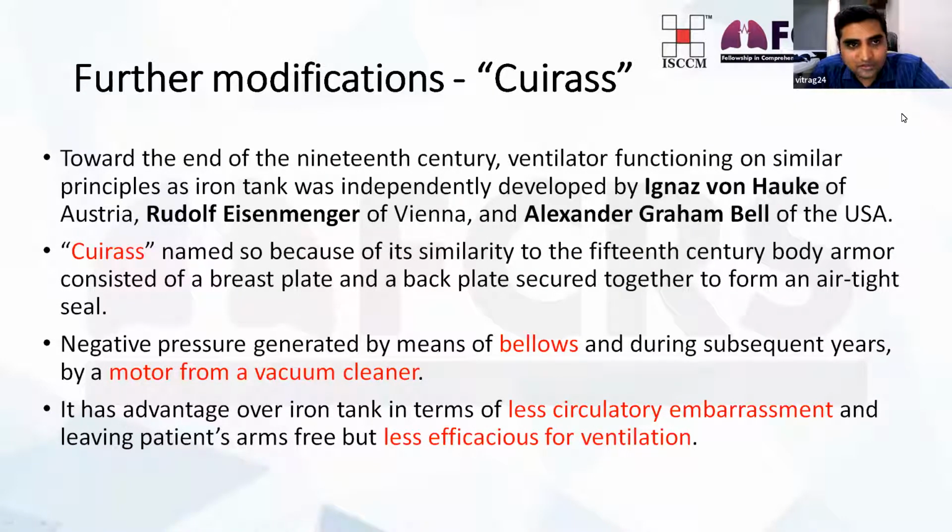So further modification occurred toward the end of the 19th century. Similar principles to the iron tank ventilator were developed by Ignaz von Hauke of Austria, Rudolf Eisenmenger of Vienna, and Alexander Graham Bell of the USA. It was named the cuirass because of its similarity to the 15th century body armor consisting of a breastplate and backplate, which were secured together to form an airtight seal. Negative pressure was generated by means of bellows, and in subsequent years by a motor from a vacuum cleaner rather than bellows.